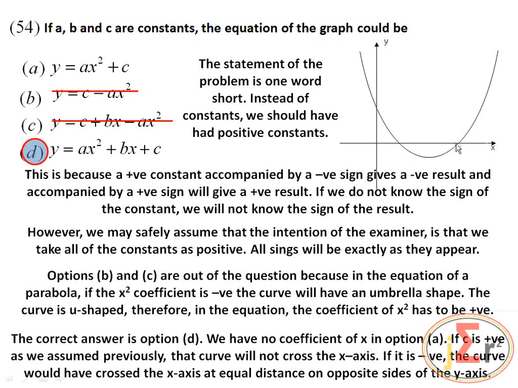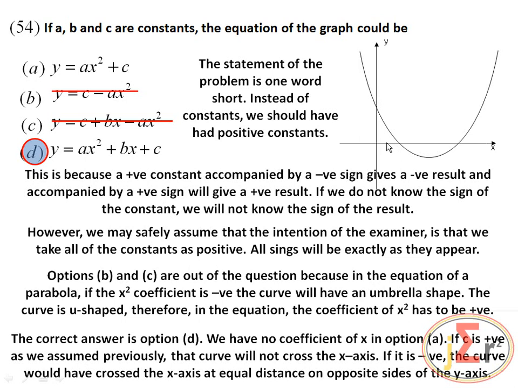Therefore, since this one crosses the x-axis here and here, we are sure that if this one does not cross the x-axis, then it is also out of the question. It will not cross the x-axis if C is positive, as we assumed before. If it is negative, the curve would have crossed the x-axis at equal distance on opposite sides of the y-axis. If this C then turns out to be negative, the curve will cross the x-axis.